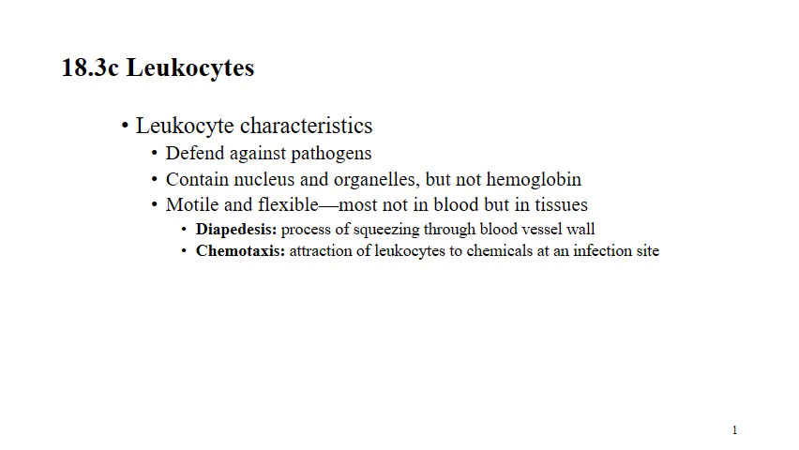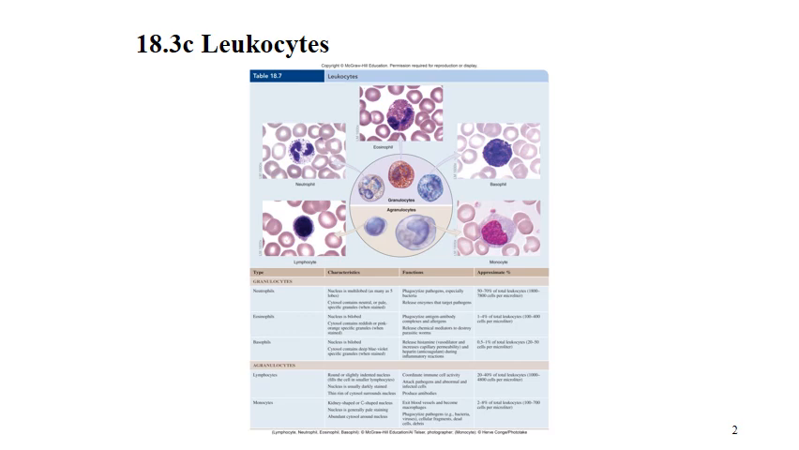So we have the diapedesis, which is a process of squeezing through blood vessel walls to go ahead and get into the blood, and then chemotaxis, which is the attraction of leukocytes to chemicals at an infection site. So whereas they're hanging out in the tissues, they have a couple ways of being called into the blood. So here are some examples for us: our neutrophils, eosinophils, basophils, and you can see the different shapes and what they look like underneath the microscope. So we've got our lymphocyte, our neutrophil, the eosinophil, the basophil, and then the monocyte.